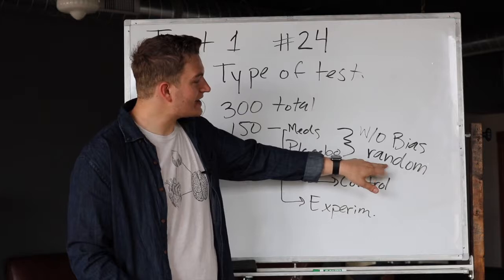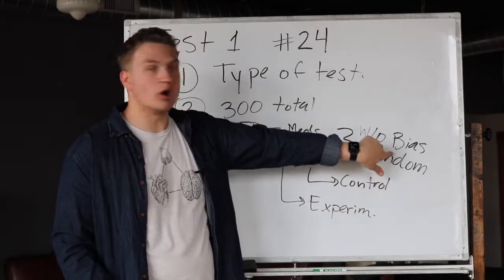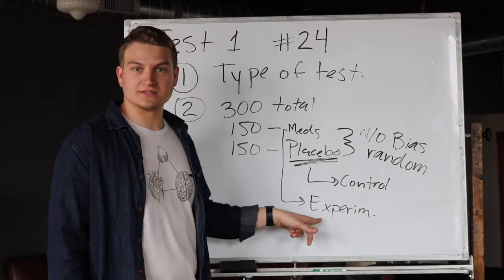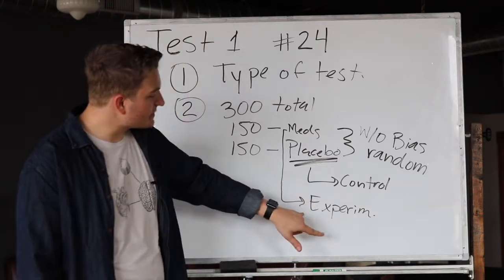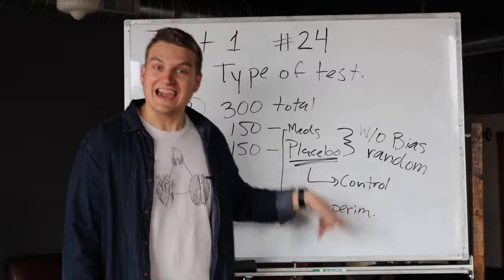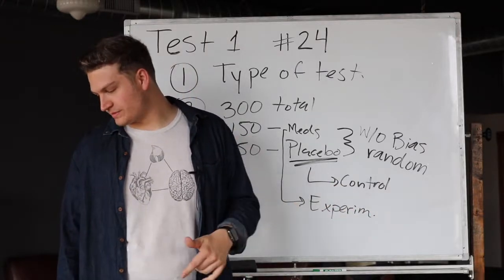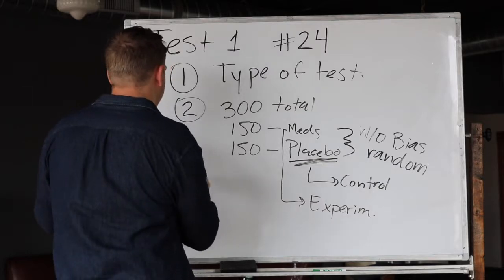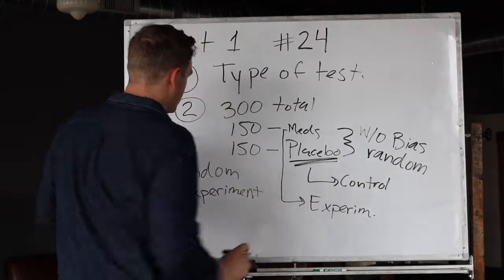So it's a random experiment because there was no bias in the way that the control and the experimental substance were distributed. And it's an experiment because there was a control and an experimental group. So if we put it all together now, this was a random experiment.